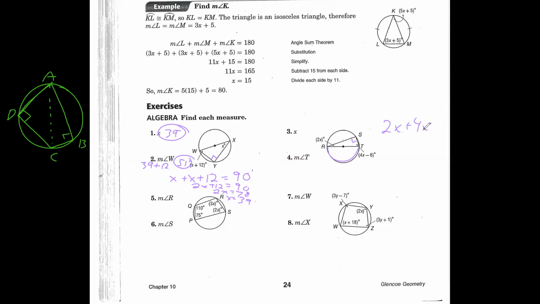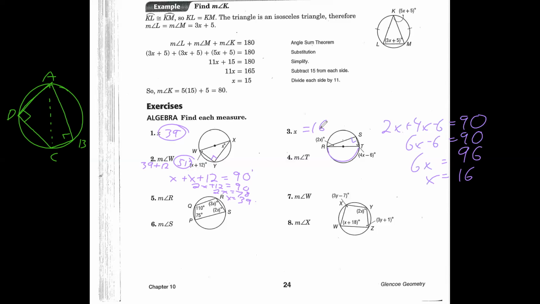2x plus 4x minus 6 equals 90. Combine our like terms. That's 6x minus 6 equals 90. Bring the 6 over, add 6. Divide by 6. 6 goes into 9 once, so 36. 36 divided by 6 is 16. So we got 16 for x. That's one answer.